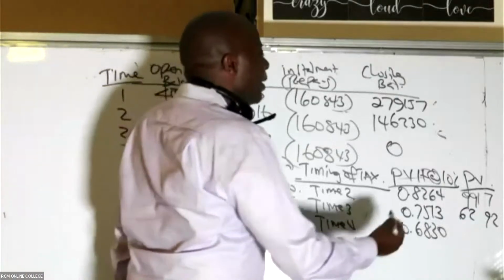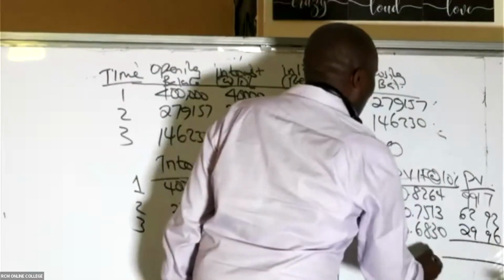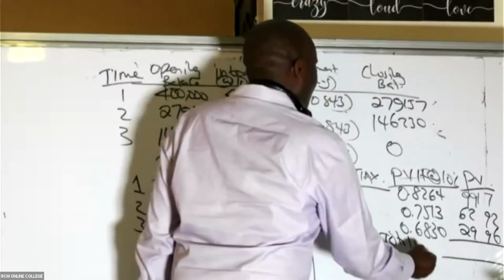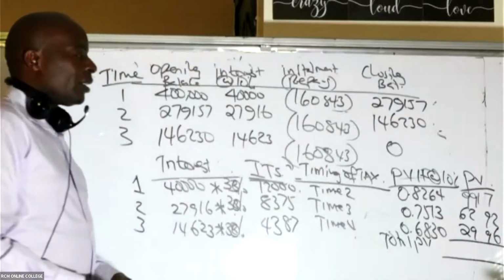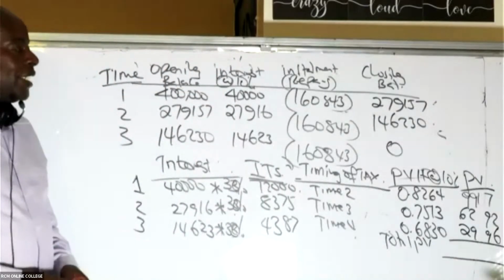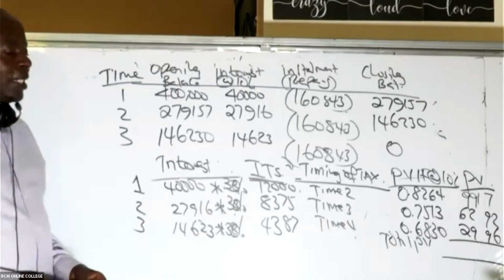So I would want to repeat this, but before I repeat, are you guys able to give me the total here, ladies and gentlemen? Are you able to give me the total present value of the interest tax shield?